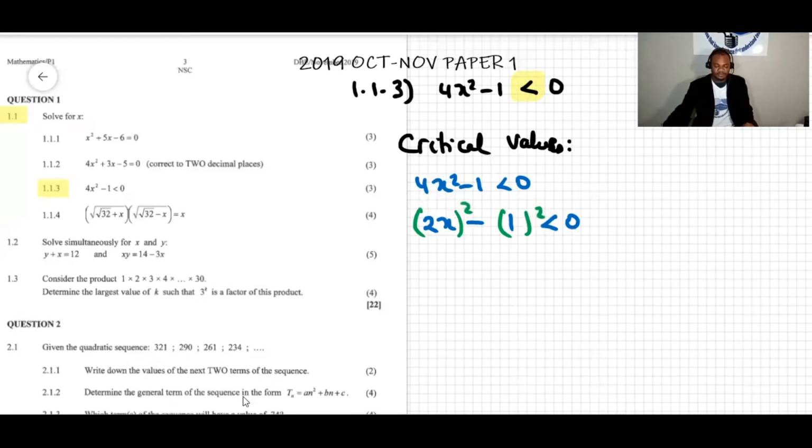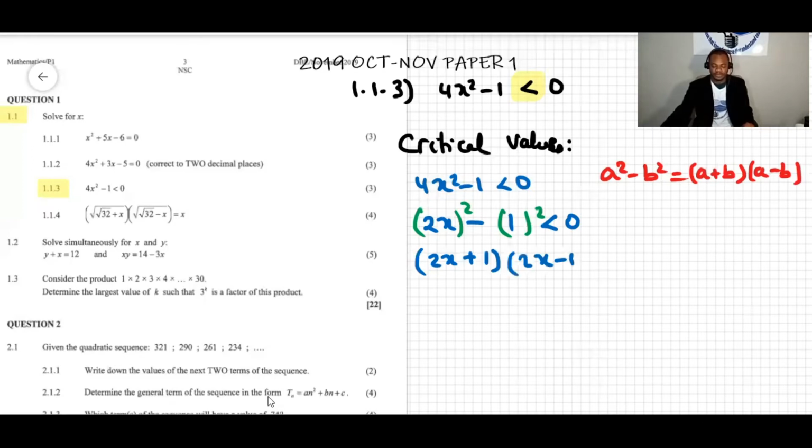Why am I doing that? Because we know the property called the difference between two squares, which says a squared minus b squared equals (a minus b) times (a plus b). So we're going to apply this formula here. Now this will be (2x plus 1) times (2x minus 1) lesser than 0. We can swap the plus and minus here. It doesn't really matter because it's a product.